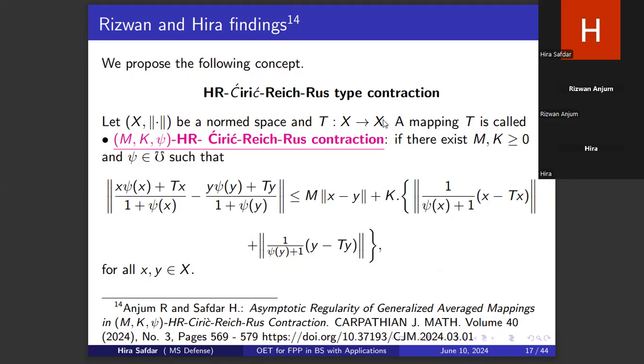In a normed space and a mapping T from X to X, a mapping T is said to be an MK psi HS Siri-Riesz type contraction if there exist M, K greater than 0 and psi belonging to omega such that the norm of x psi(x) plus Tx over 1 plus psi(x), minus y psi(y) plus Ty over 1 plus psi(y), is less than or equal to M norm x minus y plus K norm of 1 over psi(x) plus 1 into x minus Tx, plus norm of 1 over psi(y) plus 1 into y minus Ty, for all x, y belonging to X.